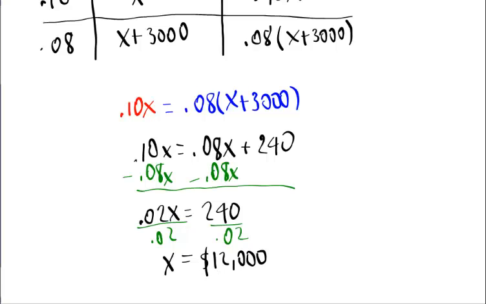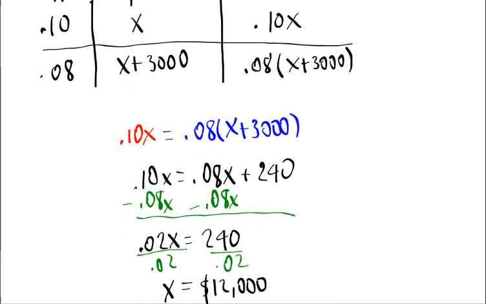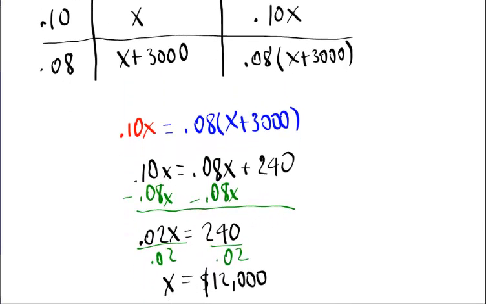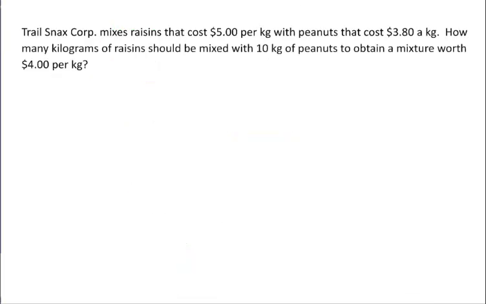Now that's this x right up here. That's the same x as our 10%. So if this right here is $12,000, how much did we invest at 8%? Well, we invested $3,000 more. And that's how you do that question. All of these questions will set up in the same way. Alright, here's another one for you guys to practice working on here.